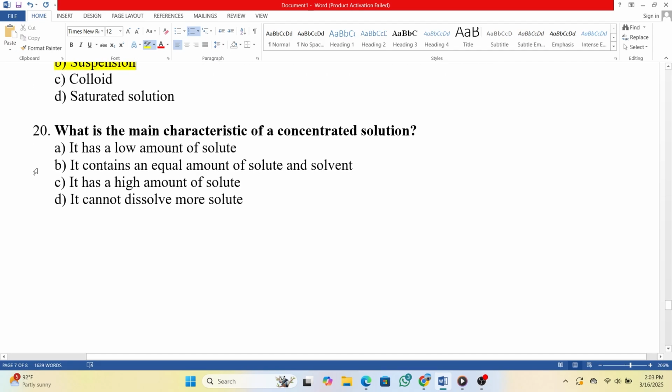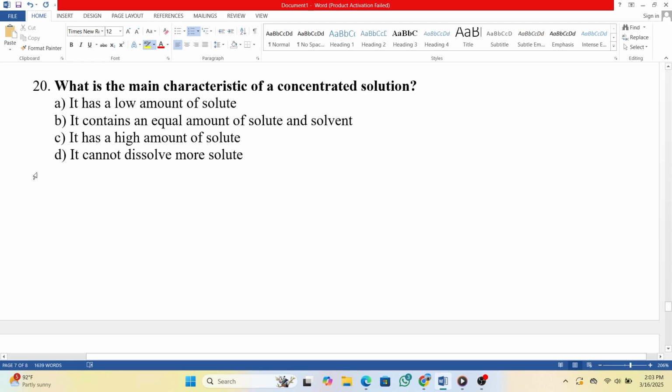20. What is the main characteristic of a concentrated solution? A. It has a low amount of solute. B. It contains an equal amount of solute and solvent. C. It has a high amount of solute. D. It cannot dissolve more solute. Answer, C.